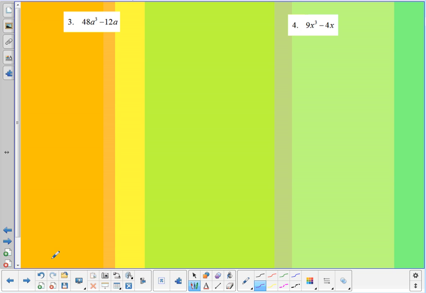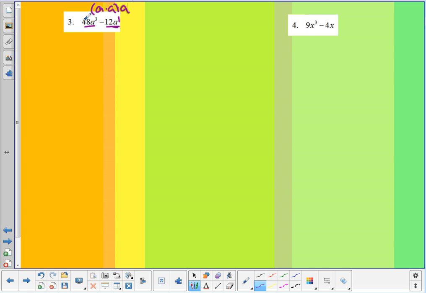All right, let's talk about number 3. So number 3, I have 48a to the third minus 12a. Now, as I look at them, they are not perfect squares. A to the third is a times a times a. A squared is a perfect square, but throw that third a in there, and now you don't have that. And when I have a to the first power, that's not a perfect square either. 48 is not a perfect square, 12 is not a perfect square. However, I can take out a GCF from these. And when I take out a GCF, let's see what happens.